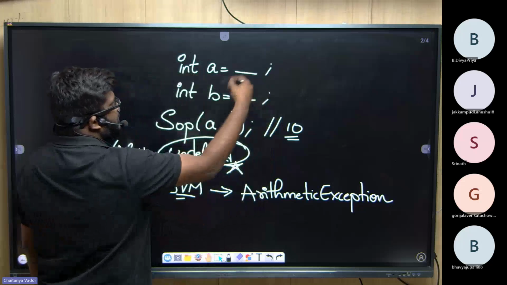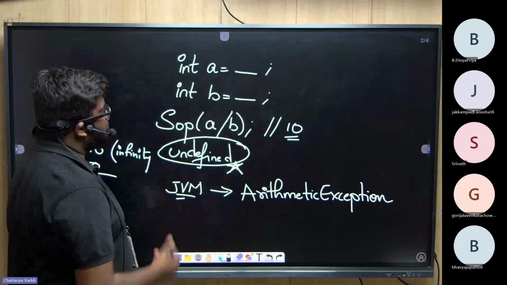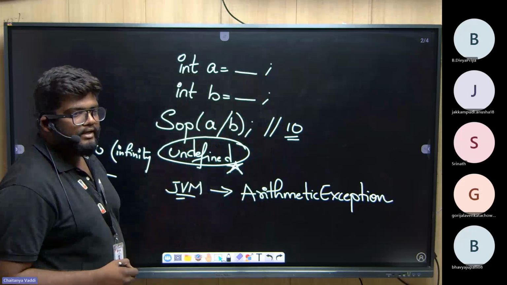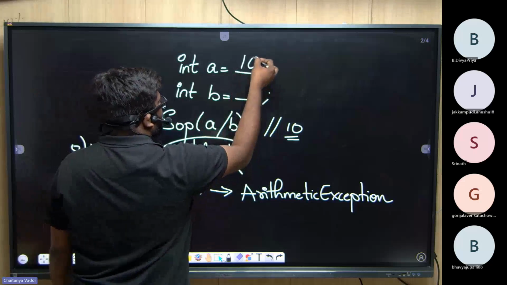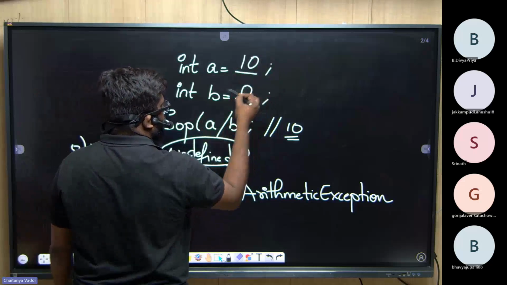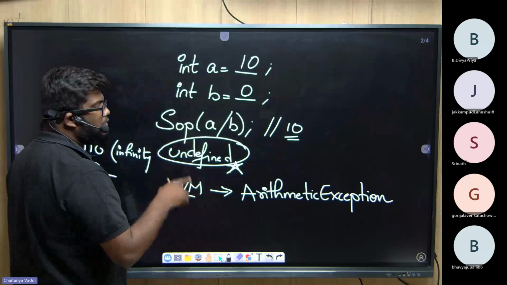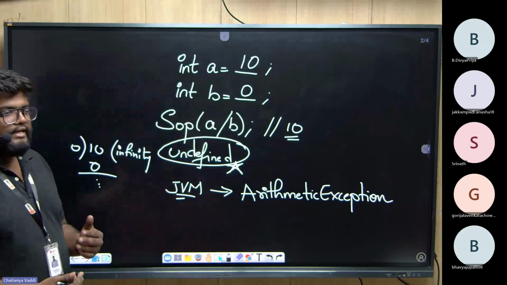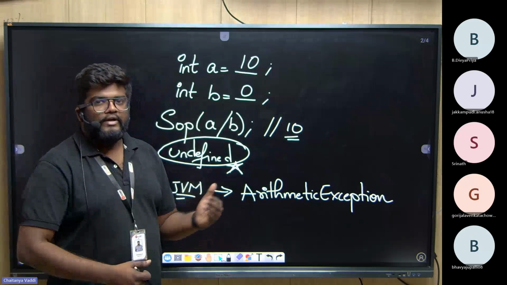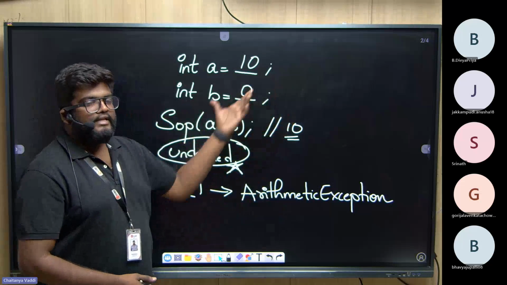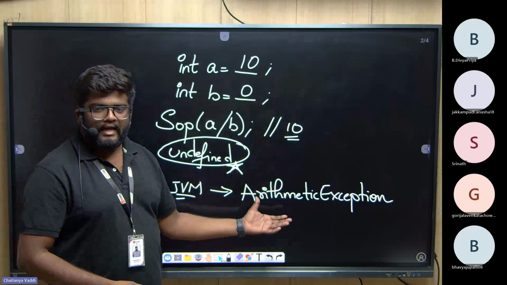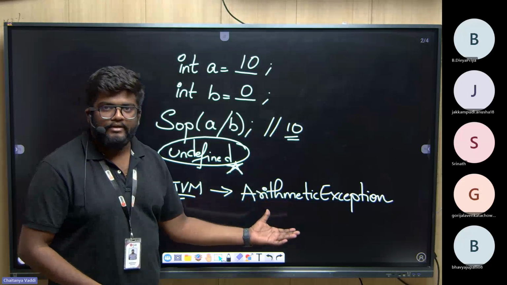Let's take scanner inputs here and consider them as values provided by the user. What exactly happens is, if the user provides 10 and 0, meaning in the denominator, if he provides a 0 value in the b variable, then there is going to be an error, an exception that might happen here.